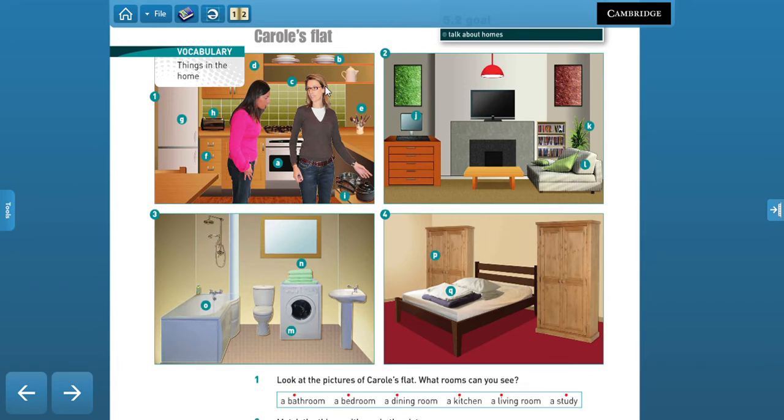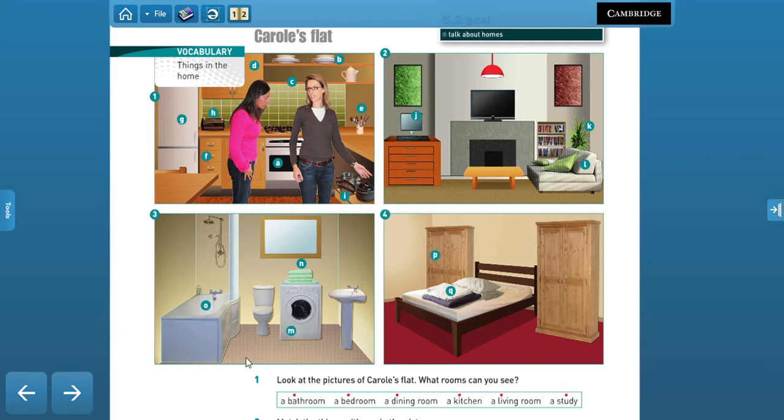She's Carol, right? And what I want you to do is to have a look at the images, right, and try to identify what rooms you can see. So remember that flat is the synonym for apartment, right? Both mean the same. So let's see.